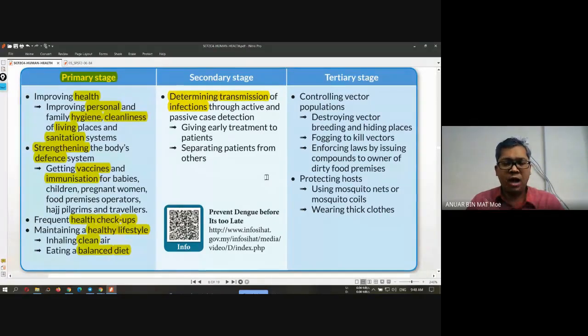That's why if you do the test and the test result comes out positive for COVID, for example, then a person from the health department will ask you, where did you go in the past 7 days? Who is your close contact? Meaning, where do you work? Because they want to determine the transmission, where you got the transmission. This is the secondary stage.